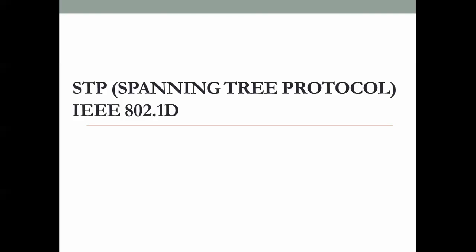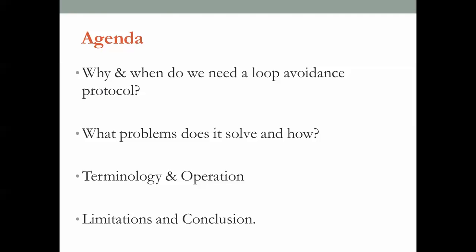Okay, the Spanning Tree Protocol, or in short STP, is standardized as IEEE 802.1D. It's an IEEE standard. Let's see what our agenda for today's presentation is. We'll primarily be focusing on why and when we need a loop avoidance protocol. Then we'll see what problems STP solves and how STP solves these problems. Then we'll go into the terminology and operation of STP. And finally we'll conclude with limitations and conclusion.